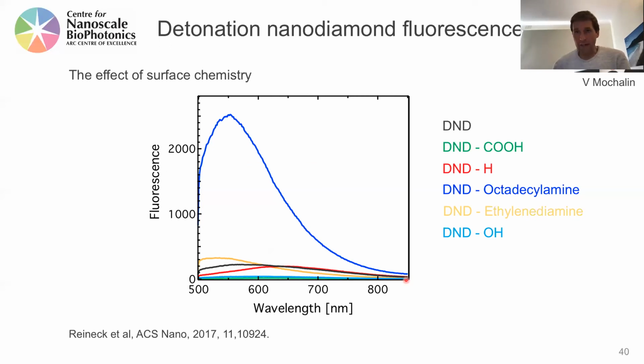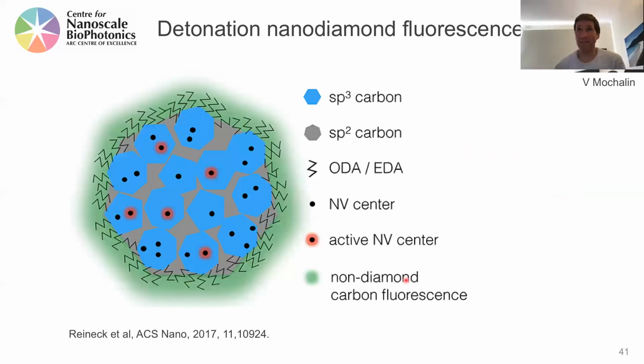So what we think happens in these particles, basically, unless you completely deaggregate them, you have the sp3 diamond primary particles that are always still a little bit clumped together into these aggregates. And you always have some fraction of sp2 carbon as well. And in these, we always see some NV fluorescence if you look carefully at enough particles, but most of the fluorescence comes from non-diamond carbon. So when you change the surface of those small aggregates, the fluorescence changes very dramatically.